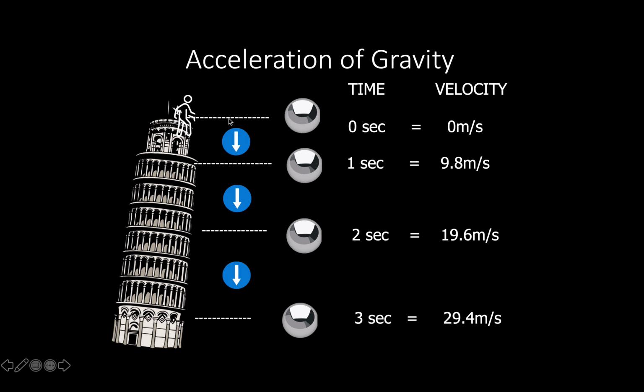So what about after 3 seconds? It just keeps going. What if I want to know the distance between the top of the tower and this point? We're just going to call this the bottom of the tower. Knowing that it fell for 3 seconds at the rate of 9.8 meters per second squared, what will the distance be from here to here?